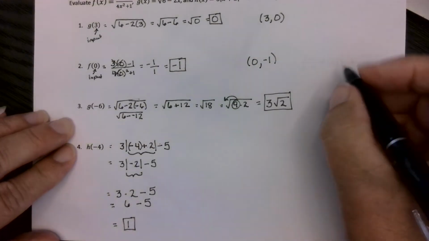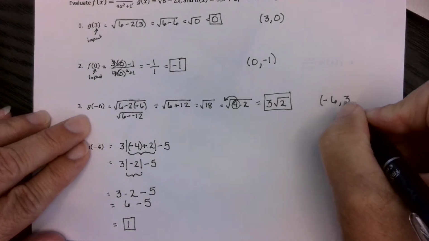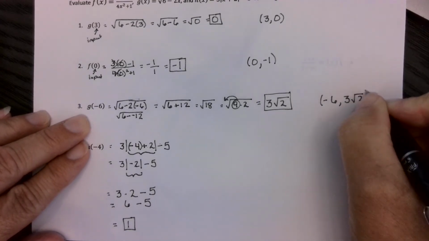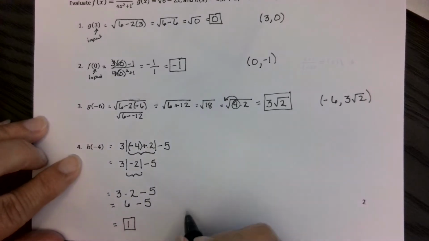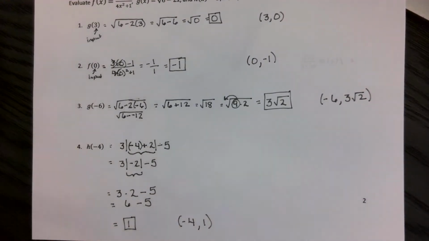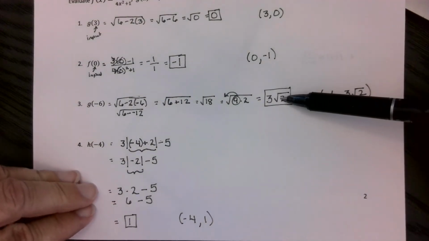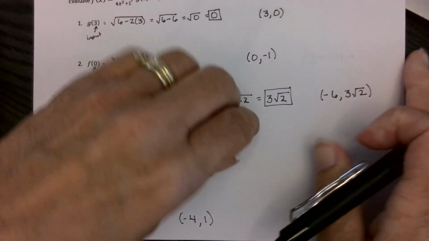But if it asks for an ordered pair, your input on number 3 was negative 6. Your output was 3 times the square root of 2. Your input on number 4 was a negative 4. Your output was 1. It just depends on what answer it's asking. Here, if it doesn't say round to some decimal place, you're not going to round.